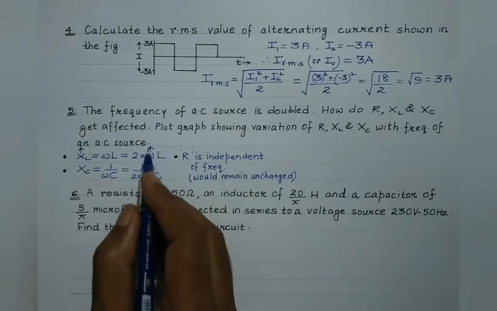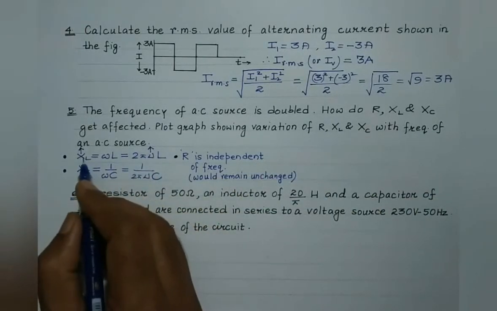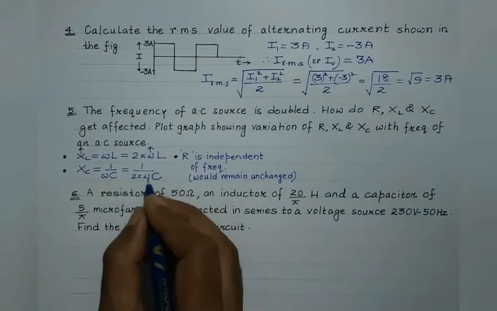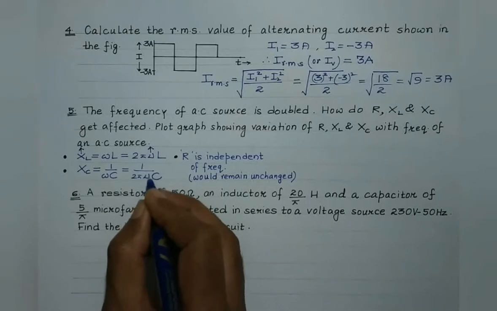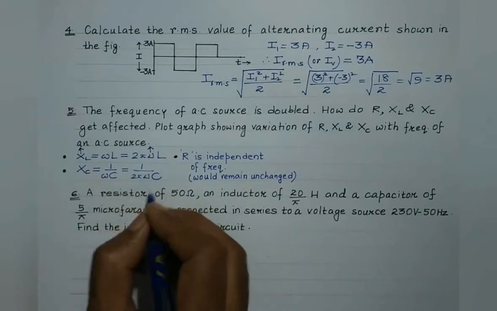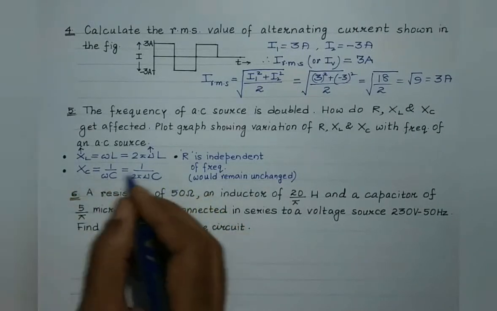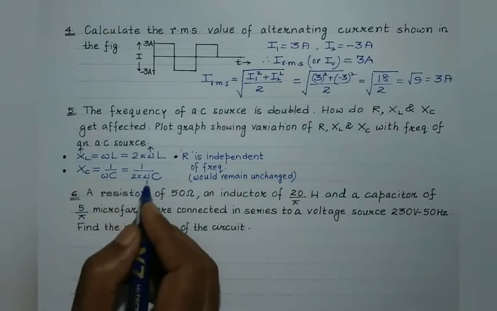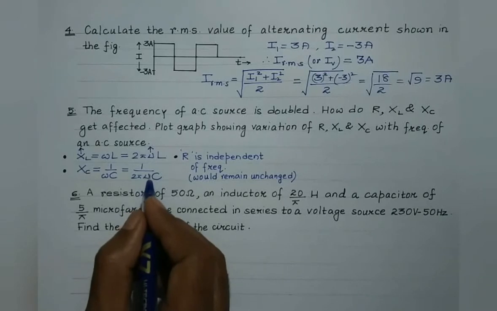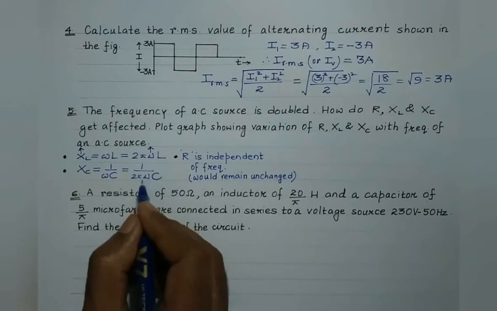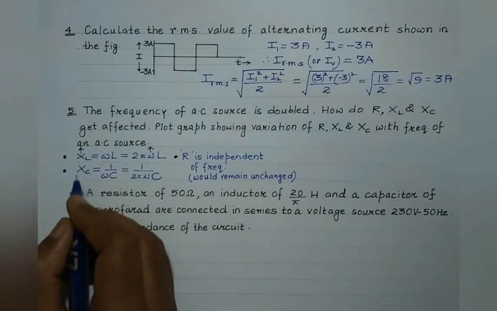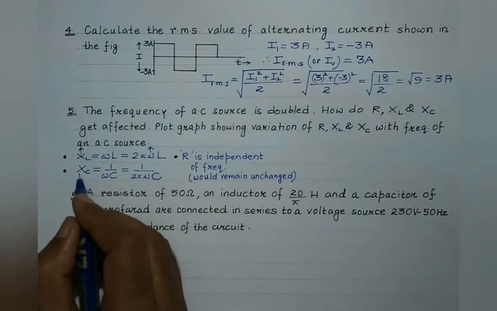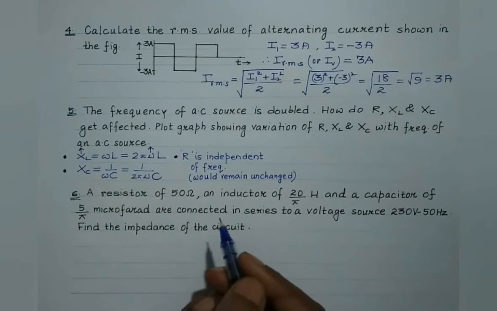As the frequency of the AC source is doubled, the inductive reactance will also get doubled. What about XC? Now when the frequency gets doubled, then XC will become half. It will reduce to half. It is inversely proportional to the frequency of the AC source, right? So if the frequency of the AC source is doubled, then XC, being inversely proportional to the frequency, will become half of its original value.